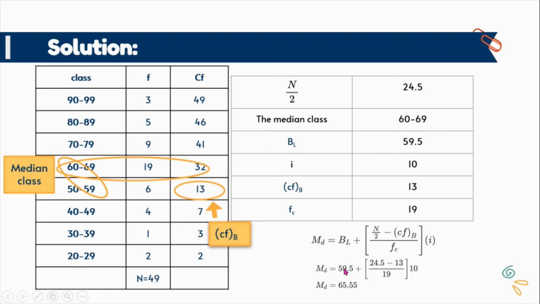The B sub L is 59.5 plus n over 2, which is 24.5, minus CF sub B, which is 13, all over 19, or the value of F sub C, times the class size 10. Therefore, the median is 65.55.